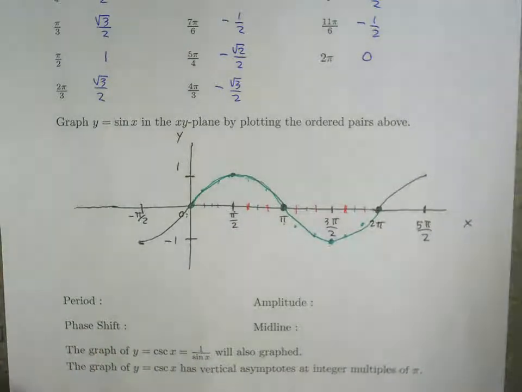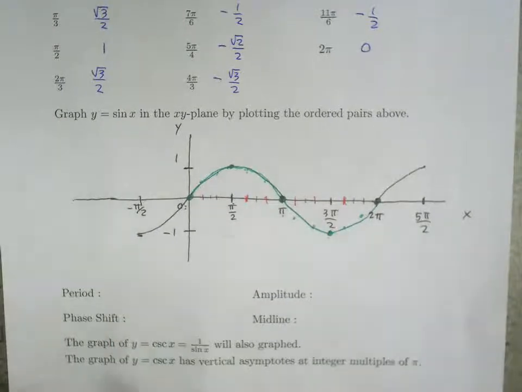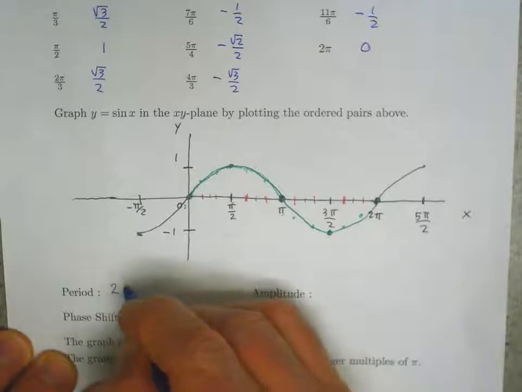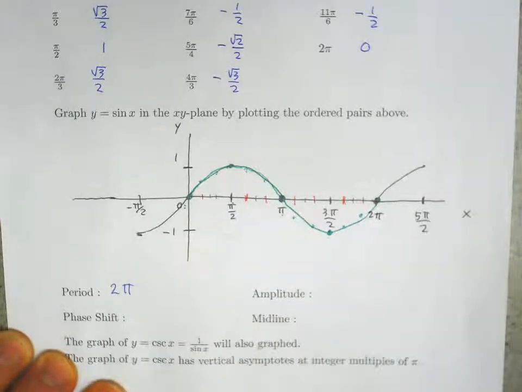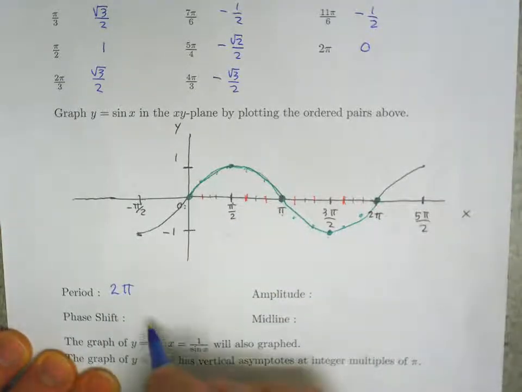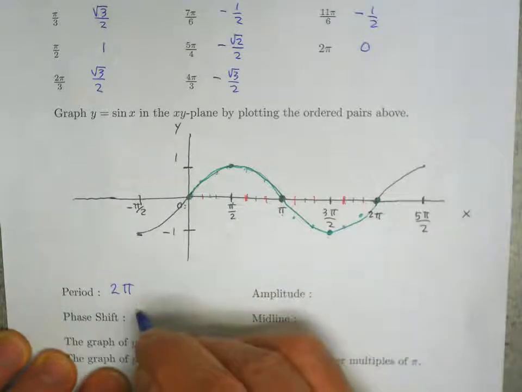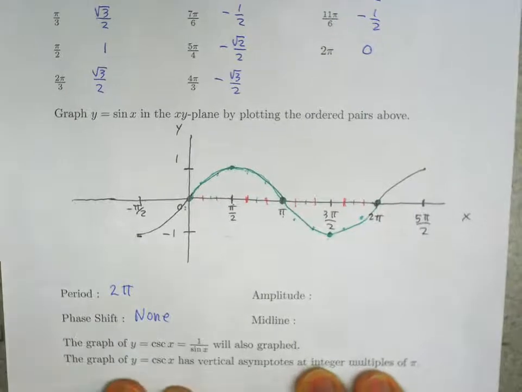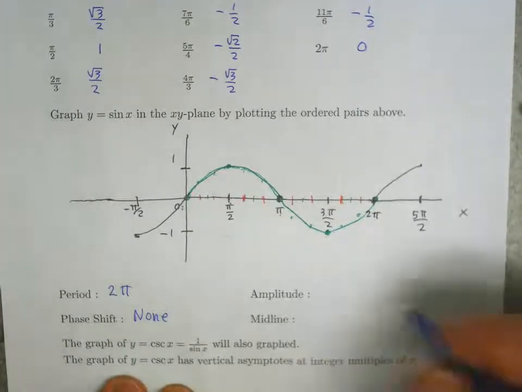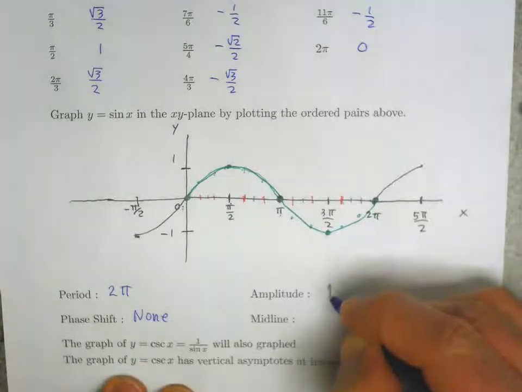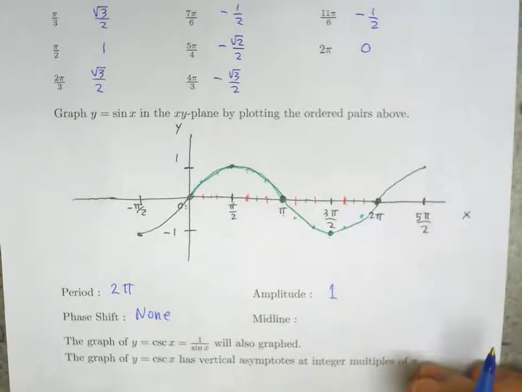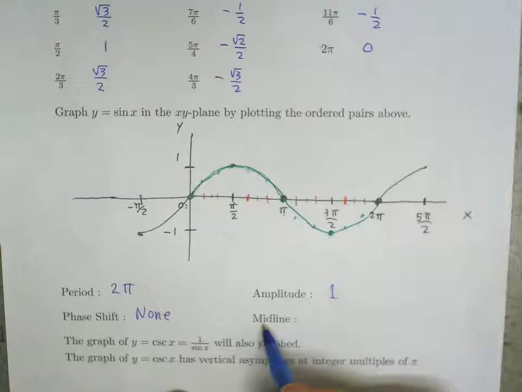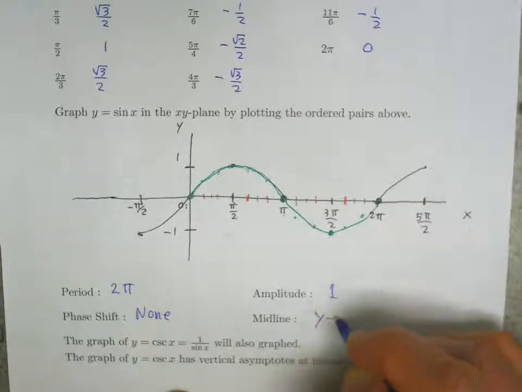Okay, so we'll fill in this information down here. The period of y equals sine of x is 2 pi. In this one, there is no phase shift, so I'll just say none for phase shift. The amplitude is 1. I'll explain a little bit more about the amplitude in a second. The midline is y equals 0.